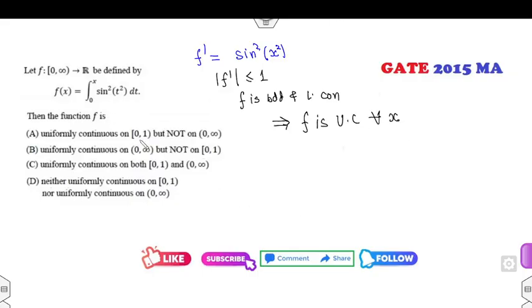So f is uniformly continuous on this. This is a subset of this, fine, but not on this. That's wrong because it's true for all. It is not true. It is uniformly continuous for all. Neither the uniform continuous. C is my right answer of this problem.